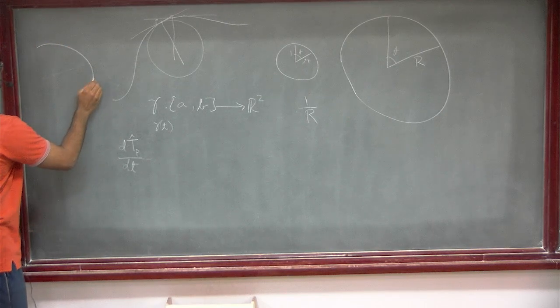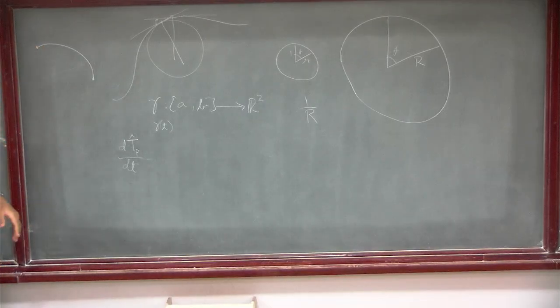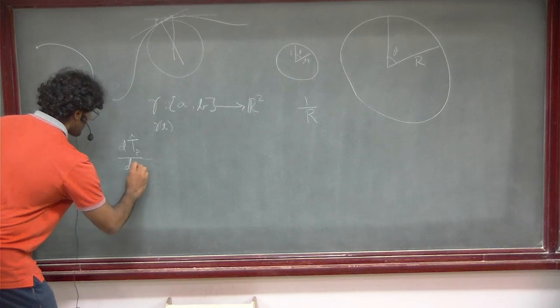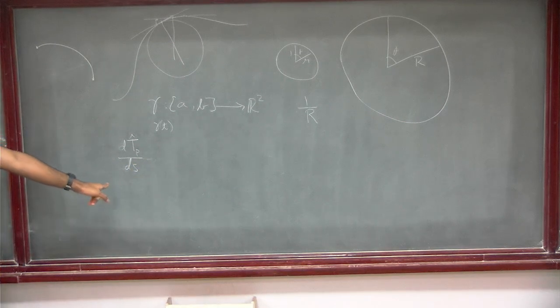I could move along this arc at double speed, right? So the tangent may change twice as quickly, but the arc is the same. The geometry of the image of the curve is still the same. So we don't want that to come in. So what we'll instead do is say dp by ds, where s is the arc length.